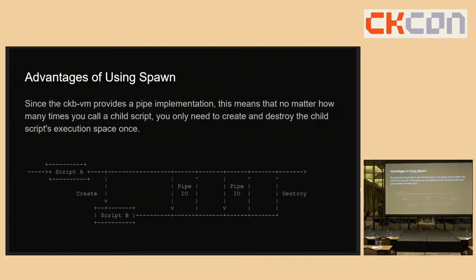Since the CKB VM provides a pipe implementation, this means that no matter how many times you call a child script, you only need to create and destroy the child script's execution space once.